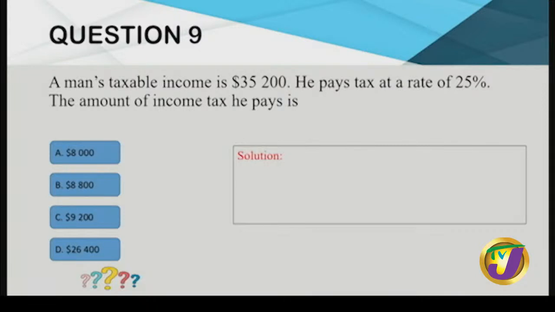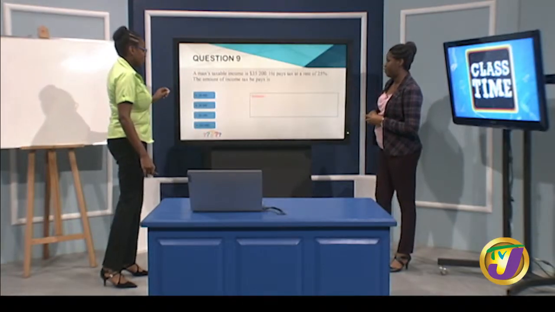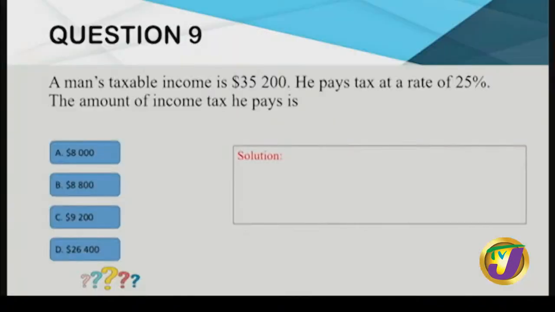We can look to eliminate answers quickly. We can eliminate A because if we work it backwards, we multiply by 4. 8,000 by 4 is 32,000. So A cannot work. You multiply the answer by 4. If I skip B now, because B cannot look sensible, let's look at C, 9,000.